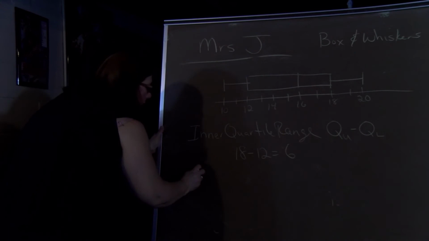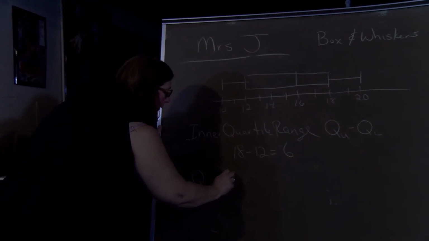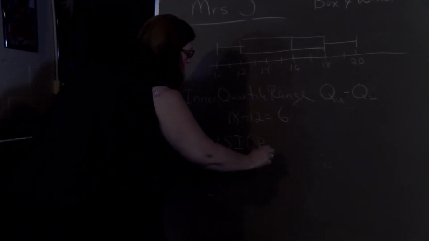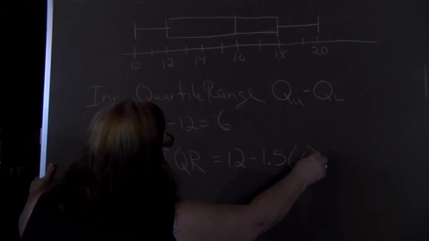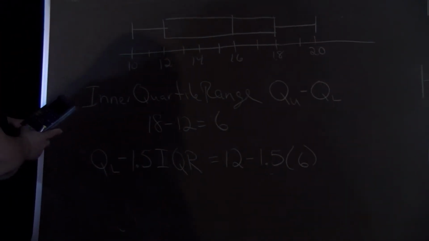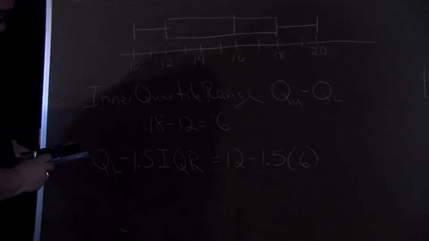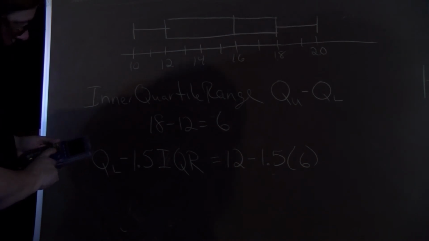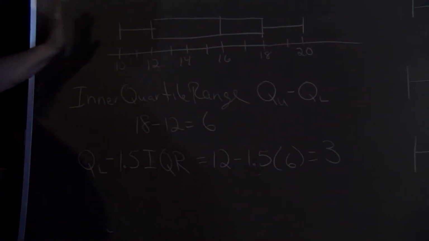To find them, you take your lower quartile and subtract 1.5 times that interquartile range. So for this problem, it would be 12 minus 1.5 times 6. And if we calculate that, you get 3. So anything 3 and below would be an outlier.